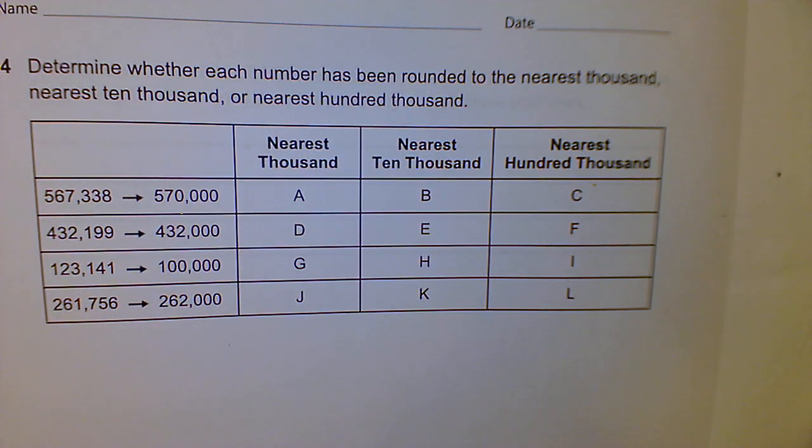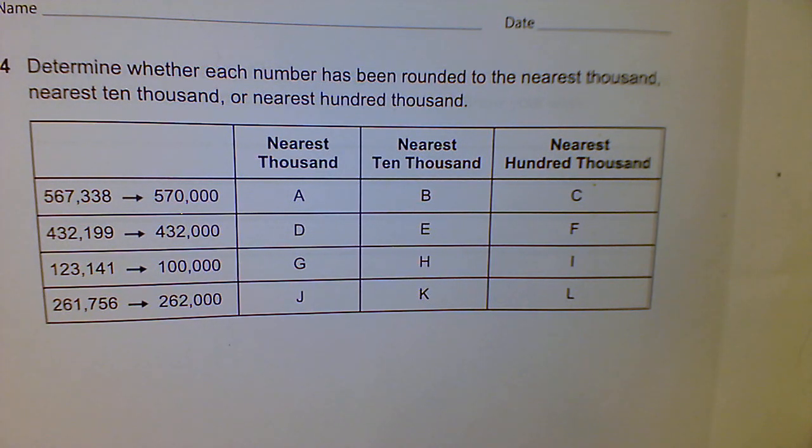Determine whether each number has been rounded to the nearest 1,000, nearest 10,000, or nearest 100,000. So let's take a look at this. Now there could be one slight trick, but for the most part, these are going to be kind of easy to do. I'm going to show you the shortcut, but then I want to show you what I would do if I were taking a quiz. The shortcut's fine, but I want to be really careful because it is a quiz.